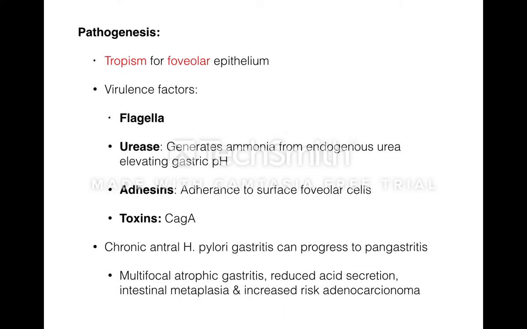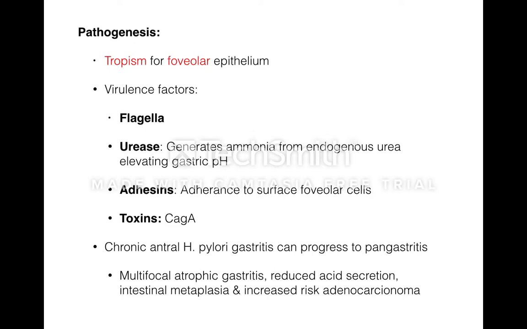H. pylori has a tropism, meaning it has a predilection for, or likes to go to, the foveolar cells of the gastric antrum. Its important bacterial virulence factors include flagella motility, and urease, which generates ammonia, thus elevating the local pH conditions to protect the bacteria from the acidic pH of the stomach. It also has adhesins, which help adherence to the cells, and also produces toxins like CagA, which may be involved in ulcer or cancer development. These virulence factors result in an environment in which the destructive forces win out over the normal protective defenses.